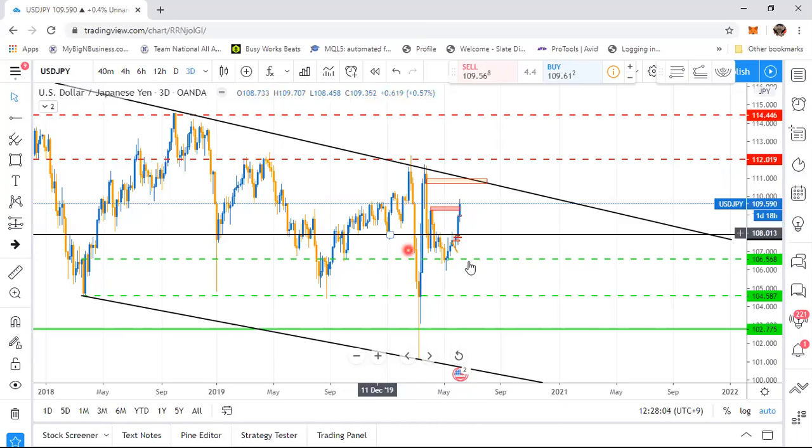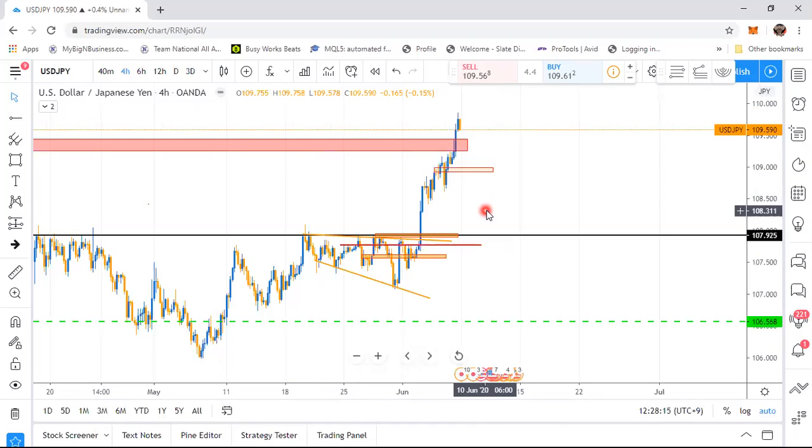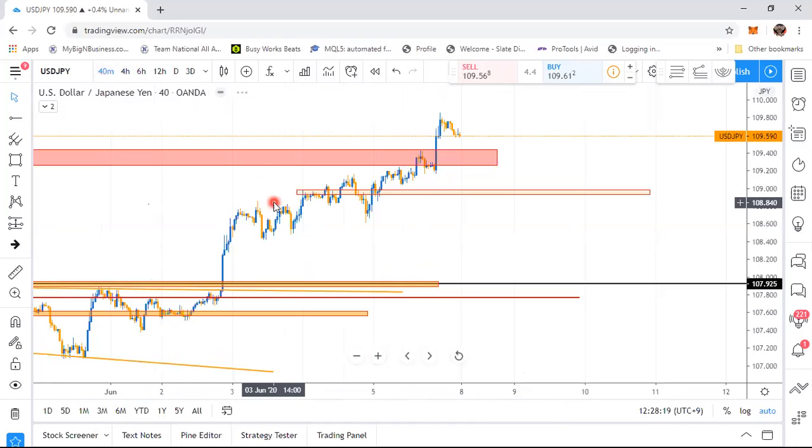As you can see, we are in the range. So this could be a false break to the upside and we can fall right back down. So I'm going to wait for price to show me what's going to happen next. This is on a 4-hour, right? So to the 40-minute, right?